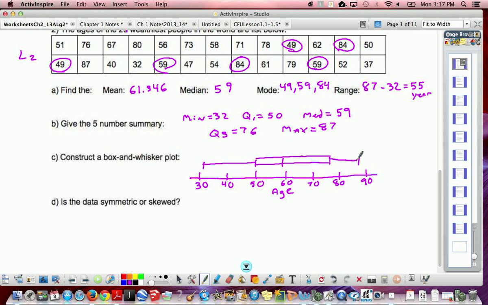So now if I look at this one, you can start to see that the whisker on the left side is a little bit longer than the right side. So because of that, we can say that the data is skewed at least a little bit to the left. All right, that ends page 1.